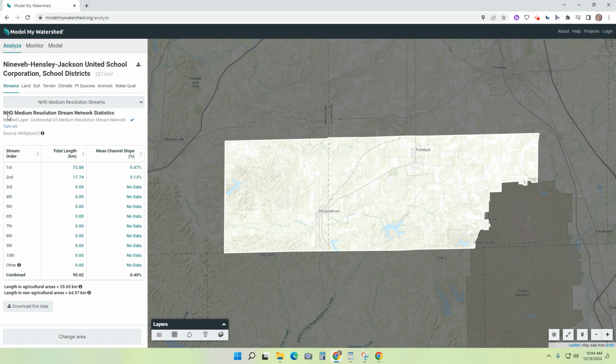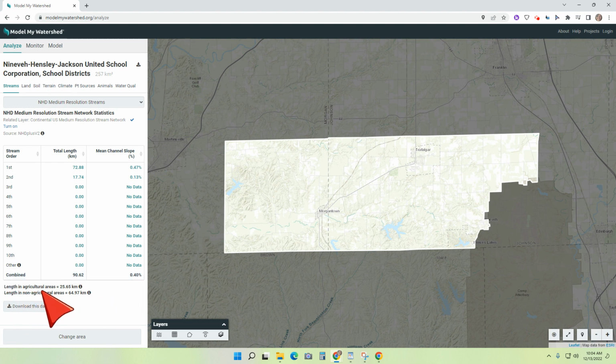You can also notice over here we have different pieces to analyze. The first piece to analyze is streams. You can see in our school district we have first order streams and second order streams. You can see the length of the stream, the slope. We do not have any larger streams and rivers in our school district. And it gives you the total length of them.